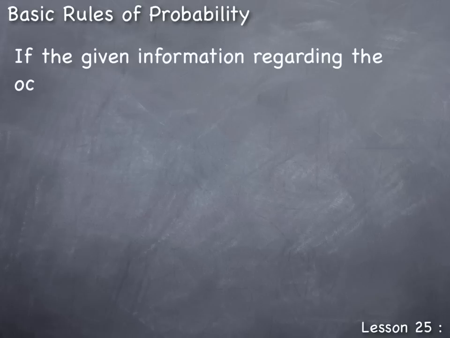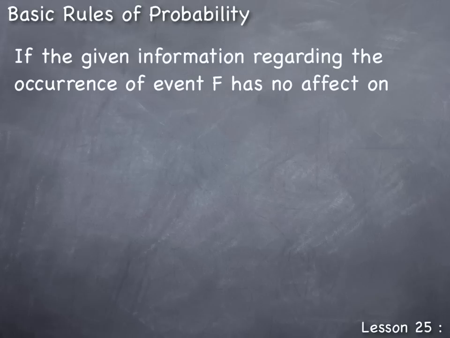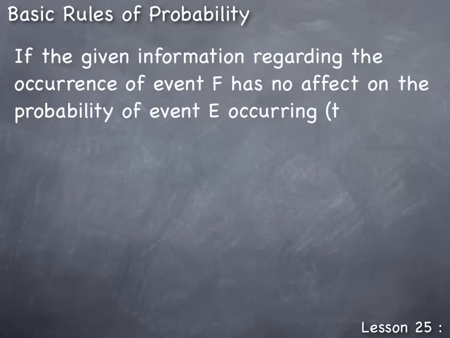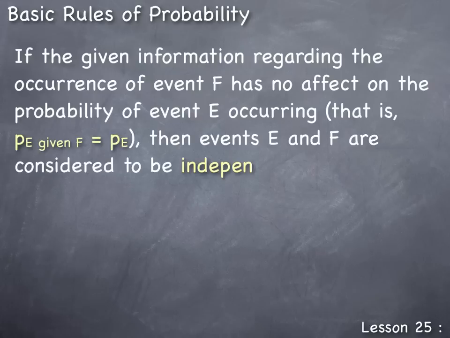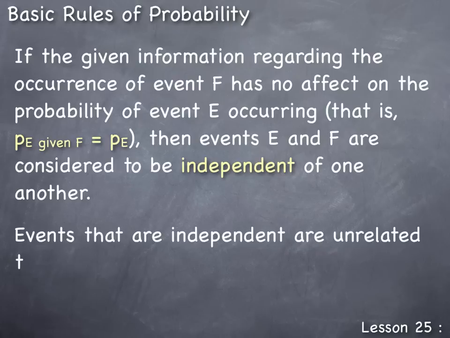If the given information regarding the occurrence of event F has no effect on the probability of event E occurring, that is, the probability of E given F is equal to the probability of E, then event E and F are considered to be independent of one another. Events that are independent are unrelated to one another.